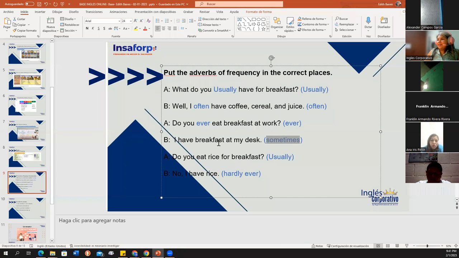¿Dónde lo voy a, dónde va? ¿En qué lugar de la oración? I have sometimes breakfast. I sometimes have breakfast at my desk. Okay, good.